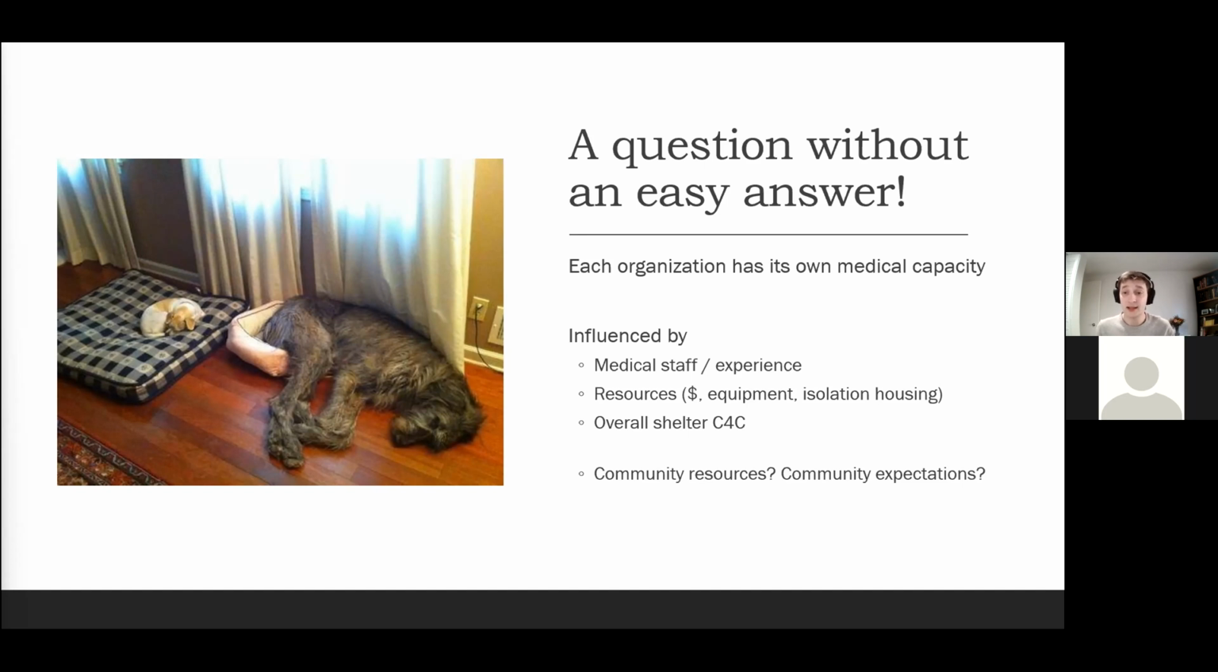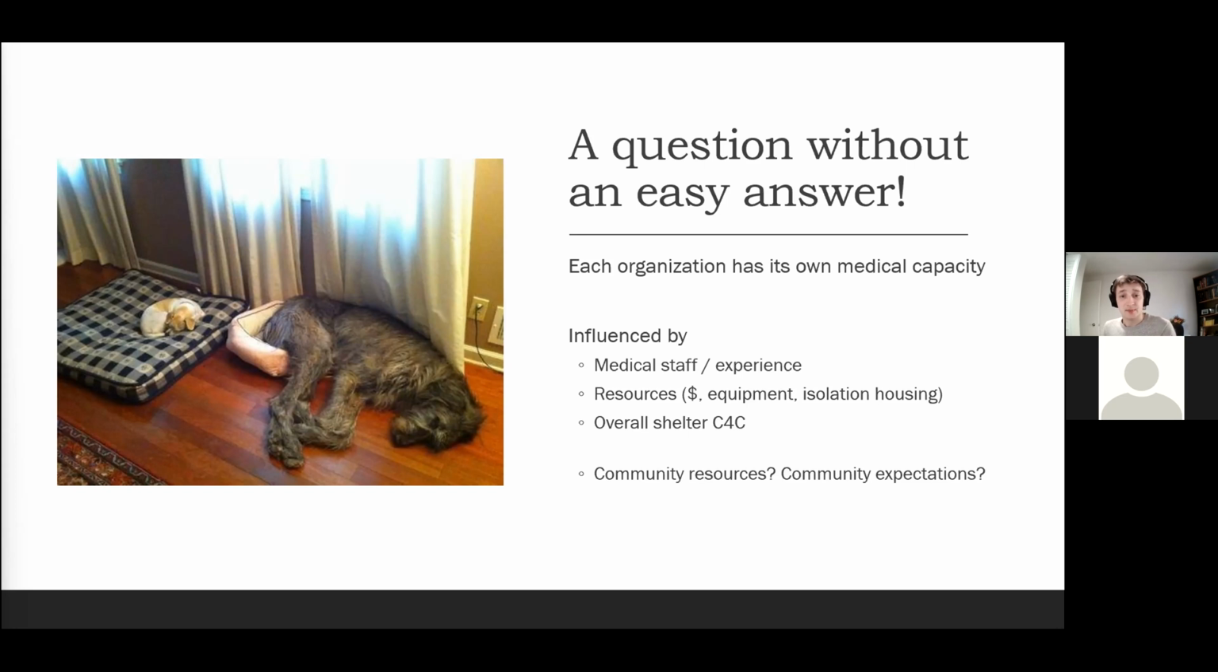Resources could also be, in the case of an infectious disease outbreak, the isolation housing that I have in the shelter. Do I have enough room to keep these animals separated from the rest of my population, or is this something that's limiting? So it ties into what our overall shelter's capacity for care is, and we have to consider that too. So I might have more time to work up a medical case in the winter, where my population tends to be naturally lower than in the middle of kitten season, and we'll talk about that later on as well.